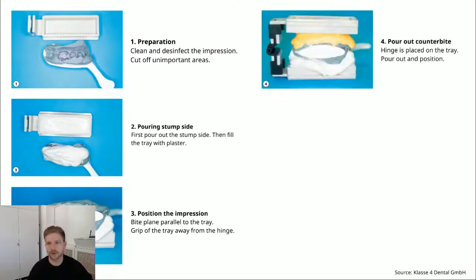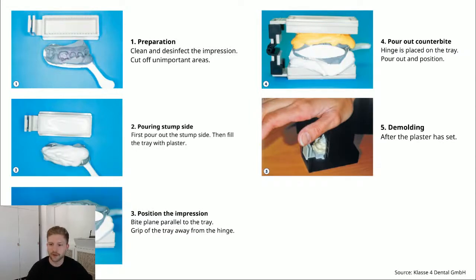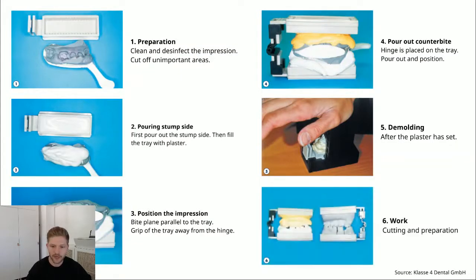Afterwards, of course, you have to pour the counterbite, place the plastic hinge right there on the tray, and after it's poured out, position it inside the little articulator, so to say. Now you have to wait until the plaster has set, and then you start with the demodeling. And last but not least, also clear for all of you, you have to cut your models and start with the preparation. After you have done this, you can start with the scanning.